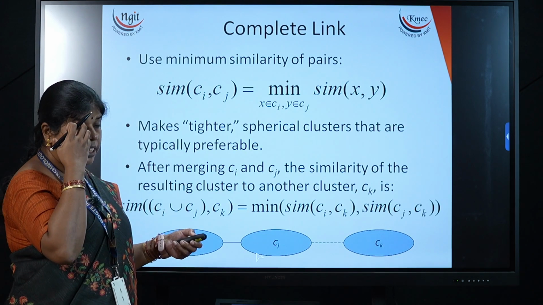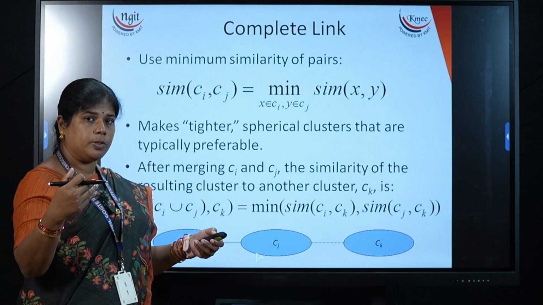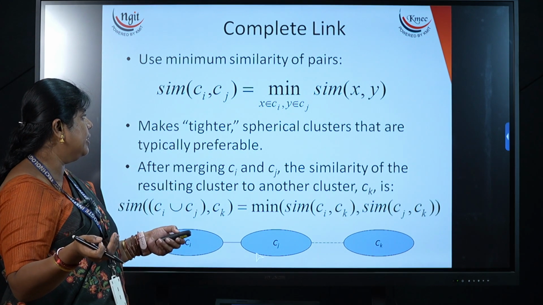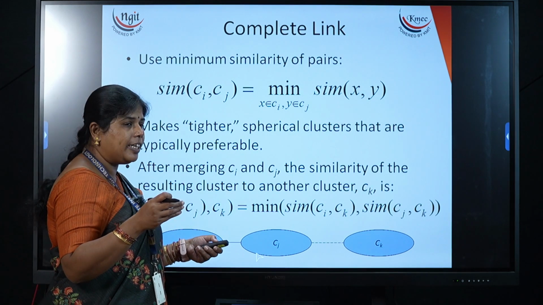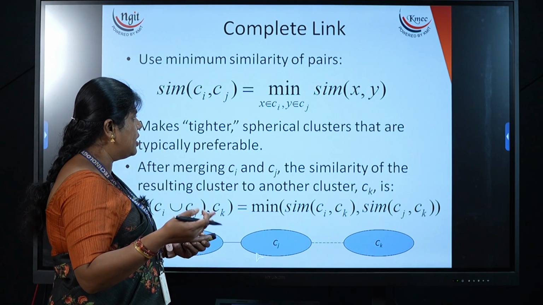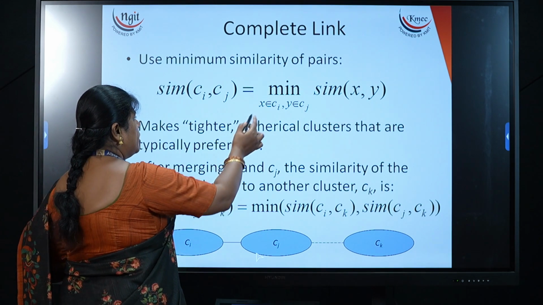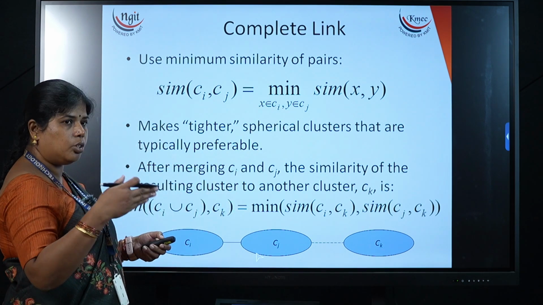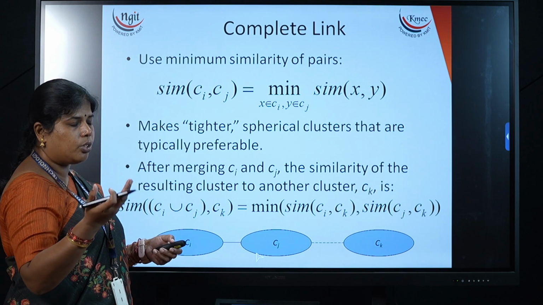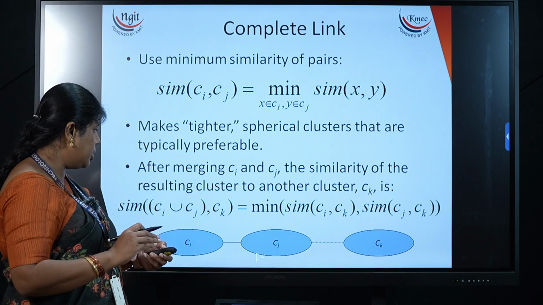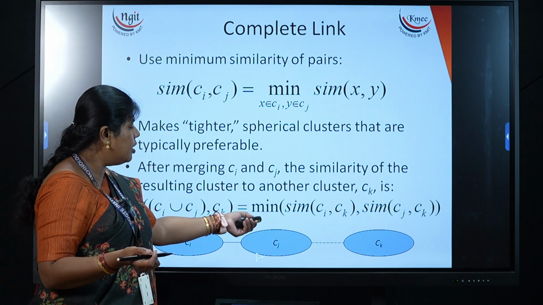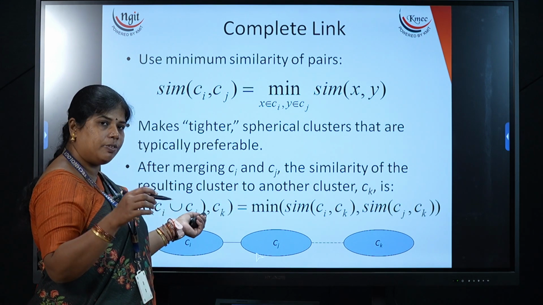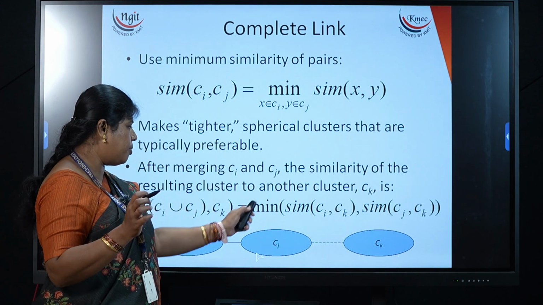Now, the next one is what? The complete link, which is exactly the opposite of your single link, in which I am finding the minimum value of your cosine similarity. That is why here the word minimum is used, and when the two branches or the two clusters are joined together, how to join them with the third cluster? Again find out the similarity of it with the third cluster and take the minimum of it.